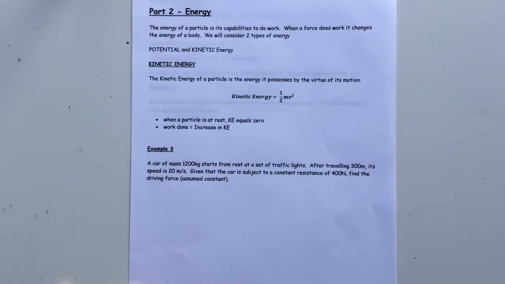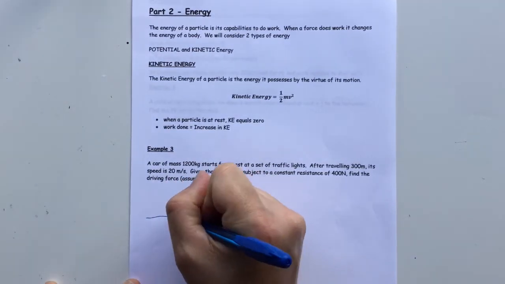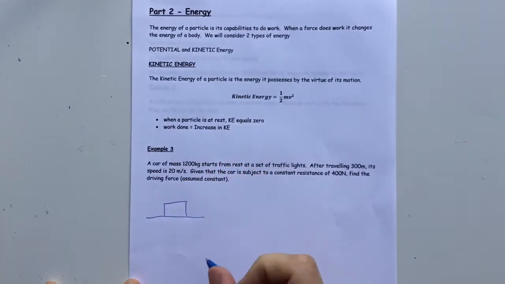Given that the car is subject to a constant resistance of 400 newtons, find the driving force, which we assume is constant. Now this is something that we could do just using our UVATS equations and Newton's second law quite easily, but often you may find a question where it says using energy considerations, and so you have to solve this using kinetic energy. But first, as always, a diagram is usually helpful.